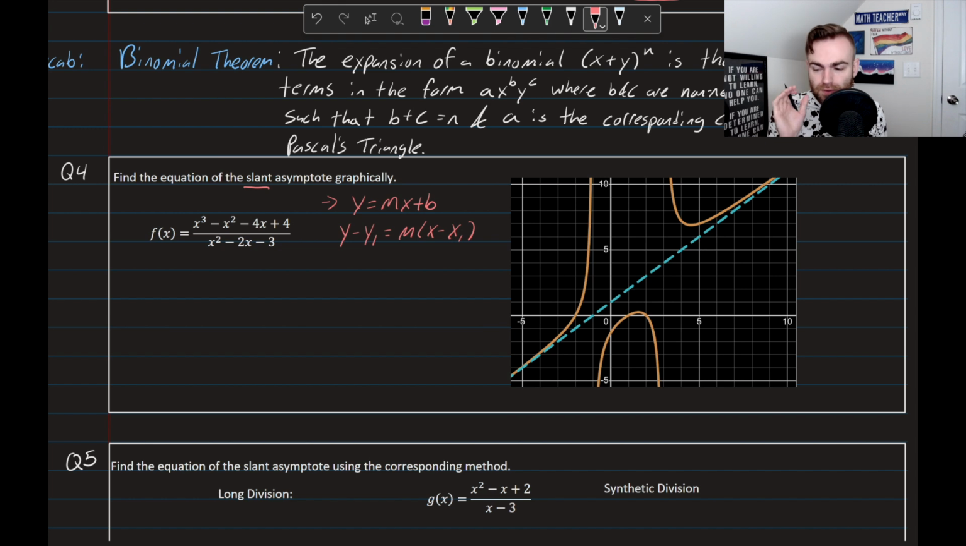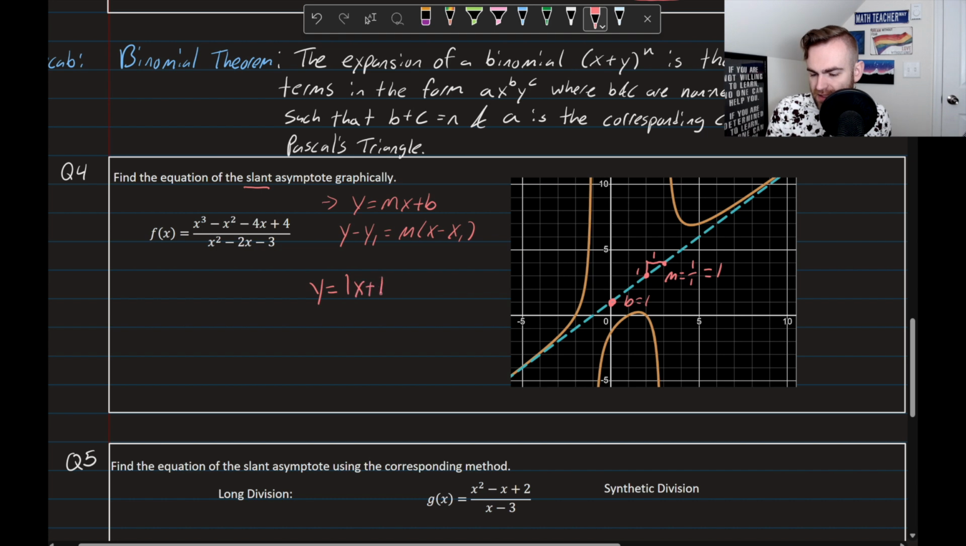So for slope-intercept form, we need to know the intercept and we need to know the slope of our dashed blue line here for f of x. So first thing I notice is it has a y-intercept at 1, so b equals 1. And then we can look at the rise over the run for the slope. So we just pick two nice points. There's a nice point here, there's a nice point here, and I'm going up 1 and to the right 1. So the slope is 1 over 1, which is 1. Really simple question for the first one. So the slant asymptote is y equals 1x plus 1, or just y equals x plus 1.